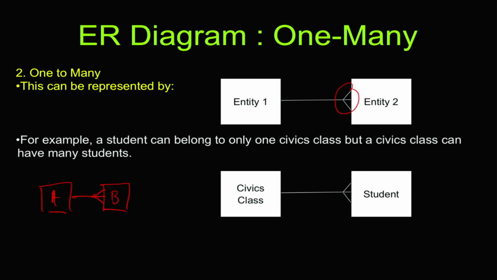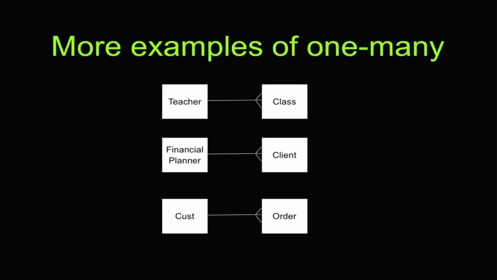We're going to look at more examples on the next slide. So it's a one-to-many relationship. Teacher and the class: a teacher can be teaching many physics classes, but each physics class can only have one teacher. So that's how I see it. Then if you talk about a financial planner or insurance agent, a financial planner can have many clients. Each client has only that one financial planner.